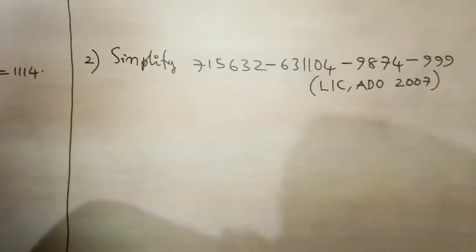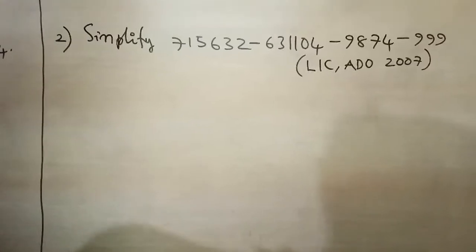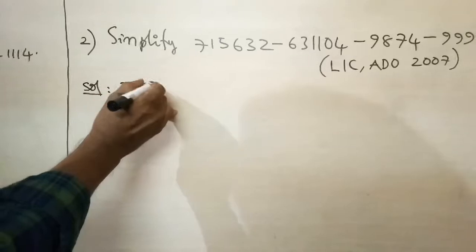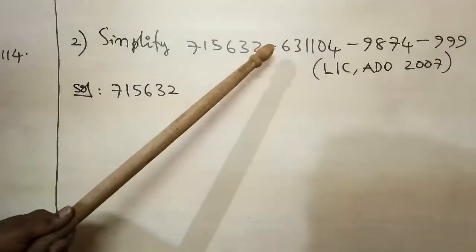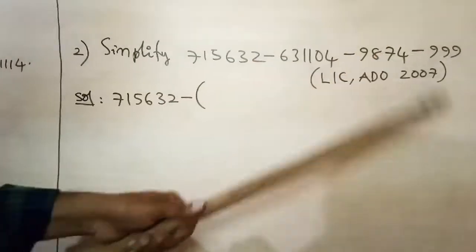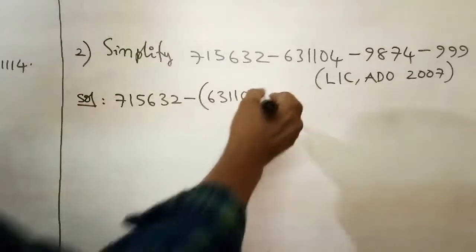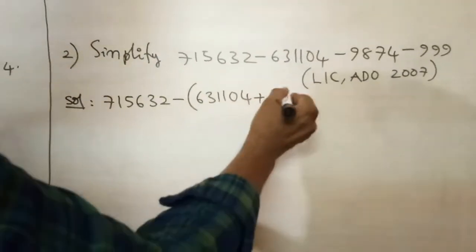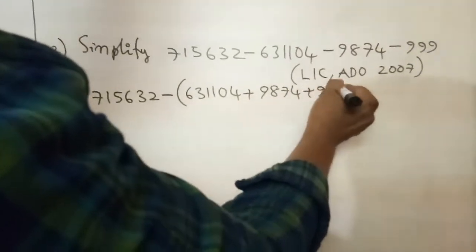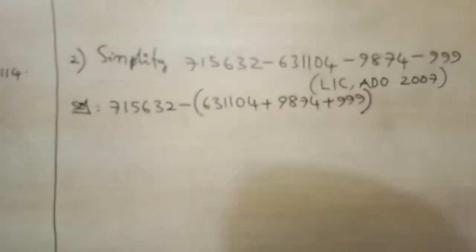Here also it is a simplification, but in between these numbers we have a subtraction symbol. Therefore we should write like this: 715632. I can write a minus common from this. After writing minus common, we will get 631104, minus becomes plus 9874, which becomes plus 999. Here this was once asked in the LIC ADO 2000 exam, 2007 exams.